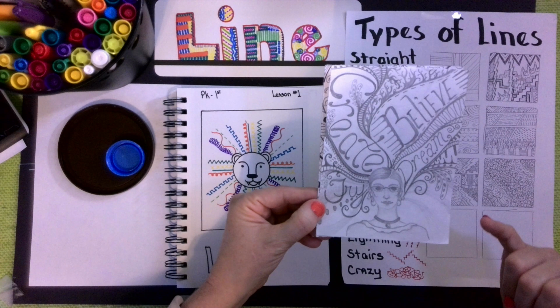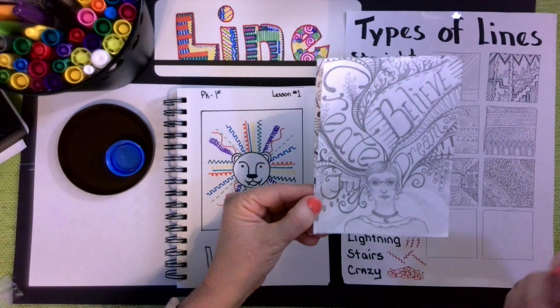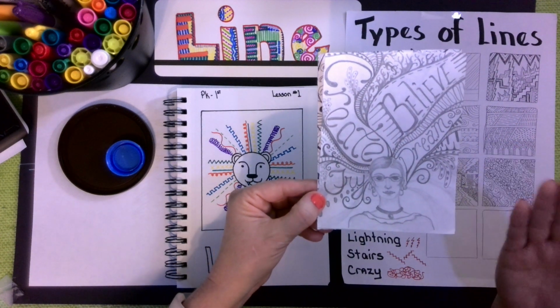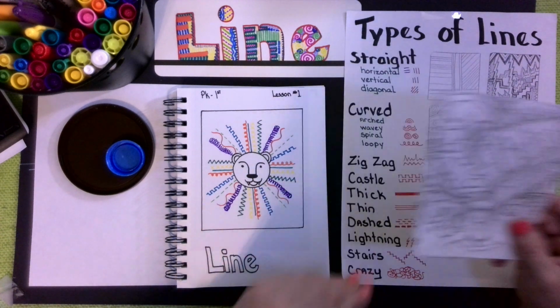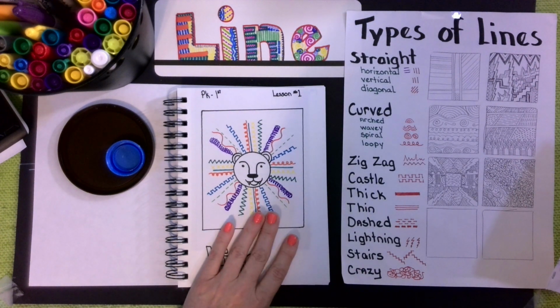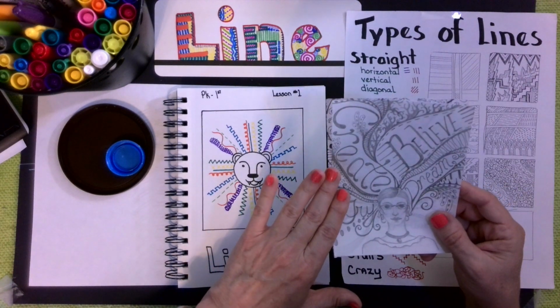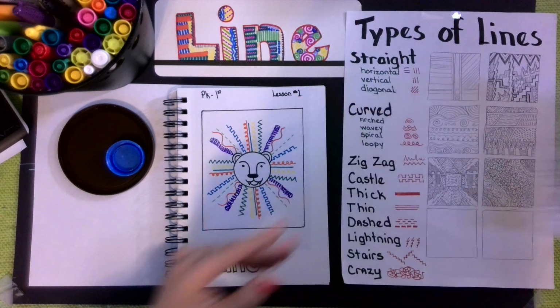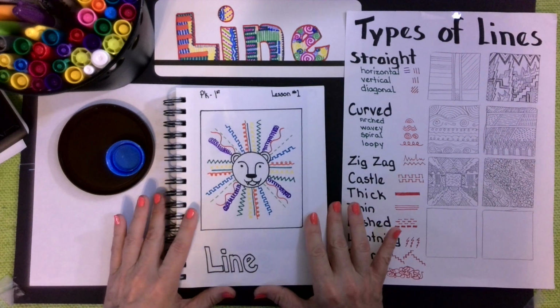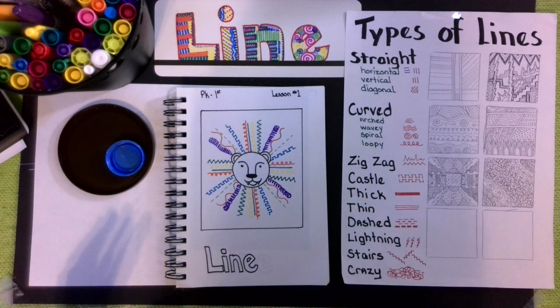Here I added some words in there. But you cannot create the letters without lines. So pre-K and kinder, as you're starting this, this is going to help you learn to write beautifully and draw beautifully. Okay, this is a process journal.